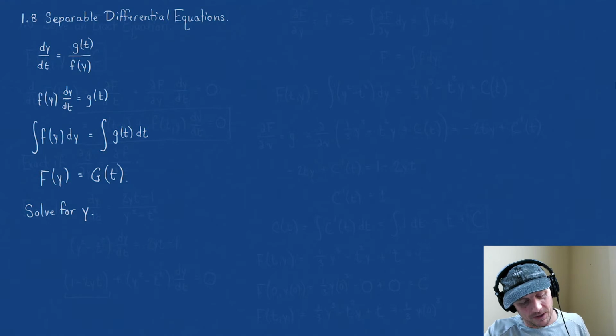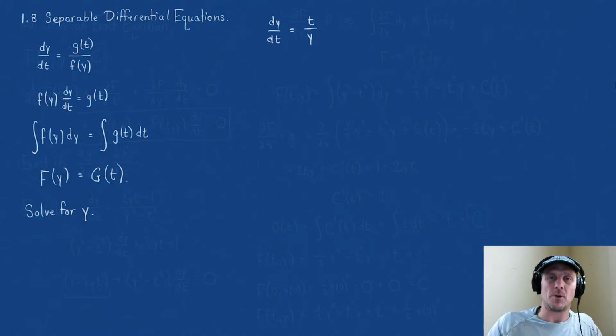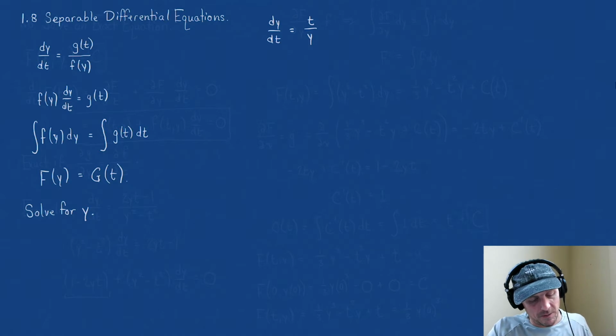So let's try it. We're going to solve the problem dy/dt is equal to t over y. This is one of the more simple differential equations, but I think this should work just right. So we're going to multiply both sides by y. So I have y dy/dt equals t. Then we're going to take the integral of both sides with respect to t.